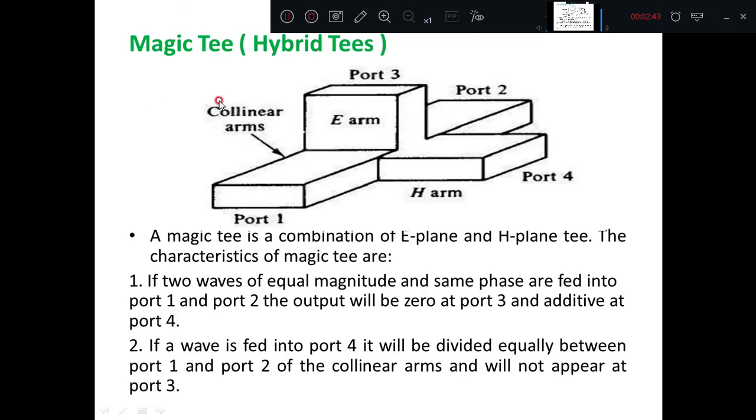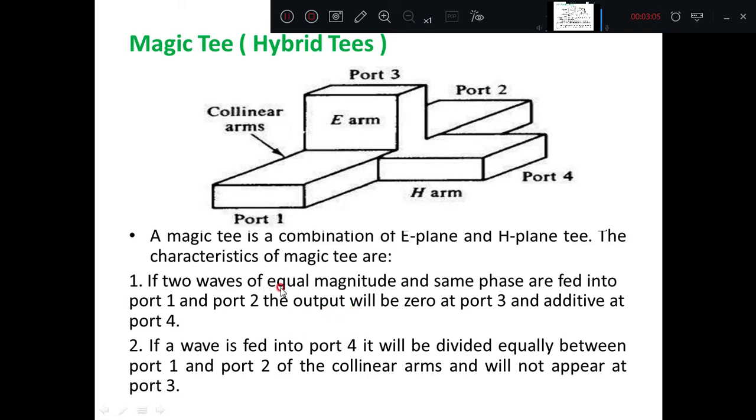So here you can see it is a combination of E plane as well as H plane, E arm and H arm. So we have got 4 ports here: 1, 2, 3, 4. So it is basically a combination of E plane and H plane. Some of the characteristics of magic T are listed out here.